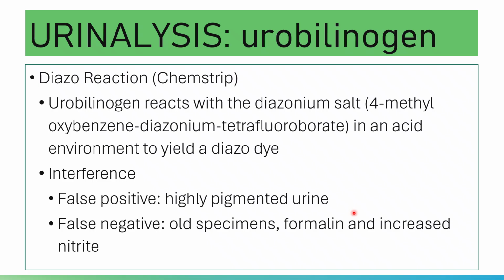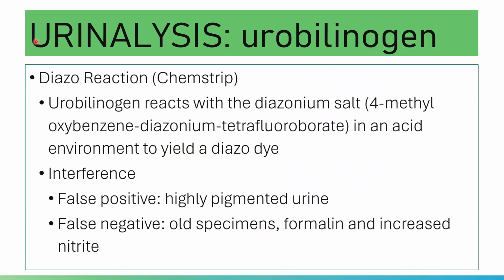It's specific to your urobilinogen. Interferences, false positives will be caused by your highly pigmented urine, because of course they will mask your color produced. Okay, red color as such. False negatives are caused by old samples. Okay, because again, please note your urobilinogen is labile. It can be lost or it can be converted into urobilin. And urobilin will not give a positive test for the chemstrip method for urobilinogen.